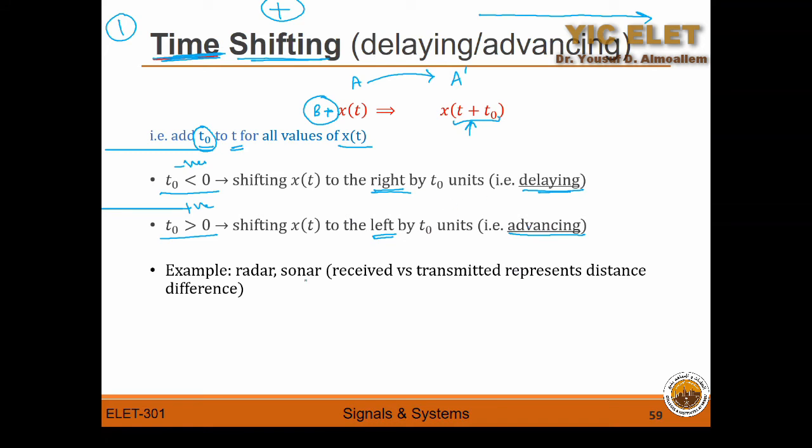An example of this shifting is radar or sonar. Received and transmitted signals are compared, and the difference between them is the way we detect or sense the variable that we're looking for.